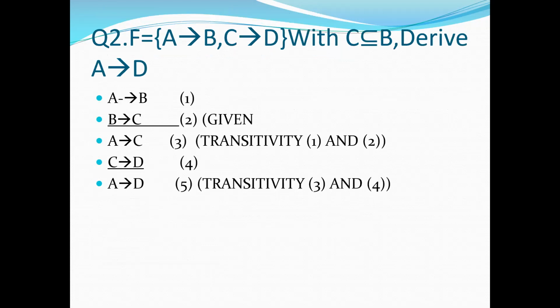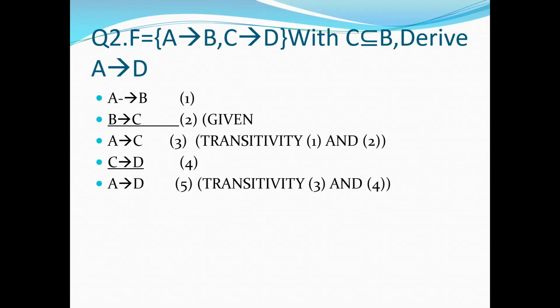Let's have one more example for inference axiom. F is equal to A to B, C to D, with C a subset of B. Derive A to D. So using the transitivity rule between equation number 1 and 2. 1 means A to B is given. B to C, how would it be derived?